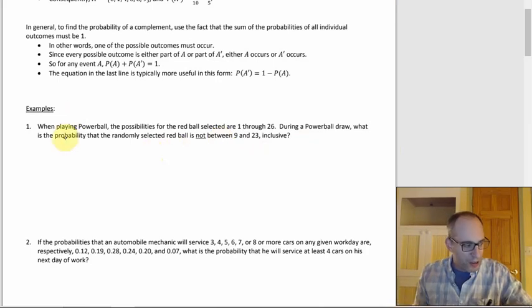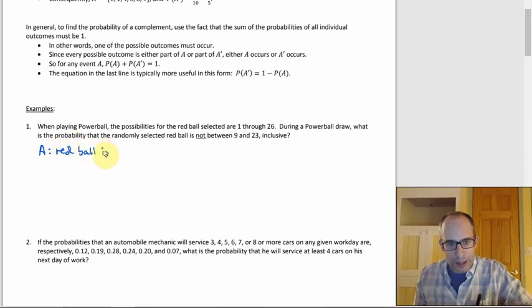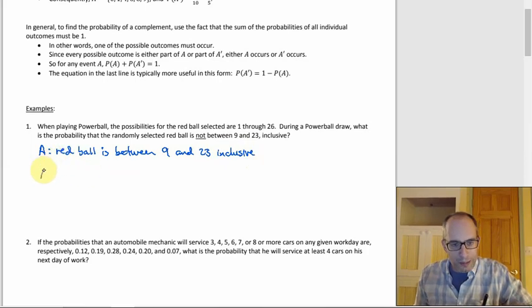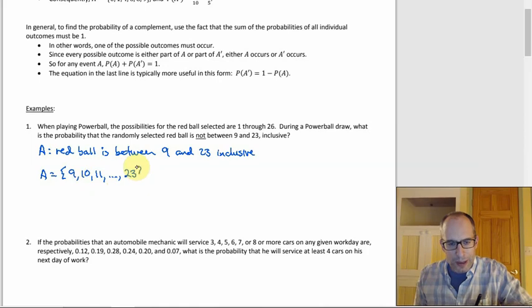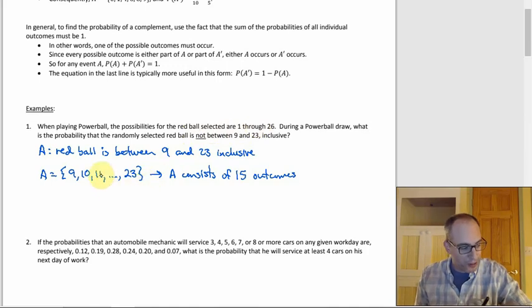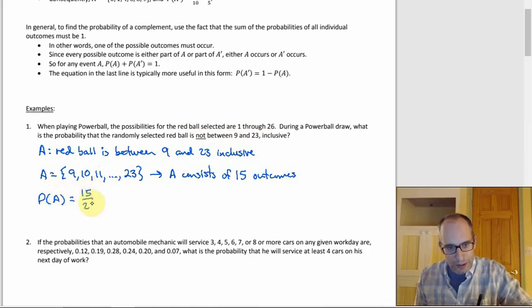So let's say event A is that the red ball is between 9 and 23 inclusive. Then A, if you were going to use the roster method, would be 9, 10, 11, and so forth, up to 23. If you count those, it ends up being 23 minus 8, which is 15. So A consists of 15 outcomes, and there are 26 possible outcomes for the red ball, right? So the probability of A would then be 15 out of 26.